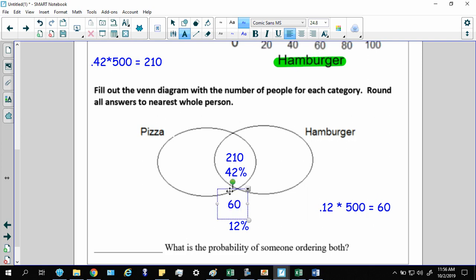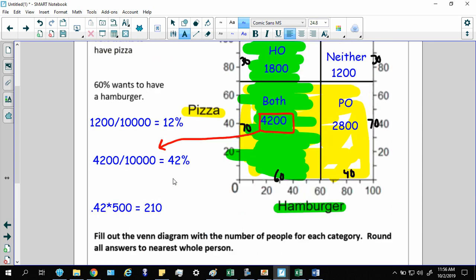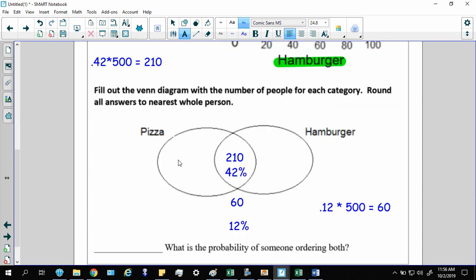All right, so you're going to do the same thing for the pizza only as well as the hamburger only. So the pizza only ended up being 28%, and 28% of 500 was 140 students.